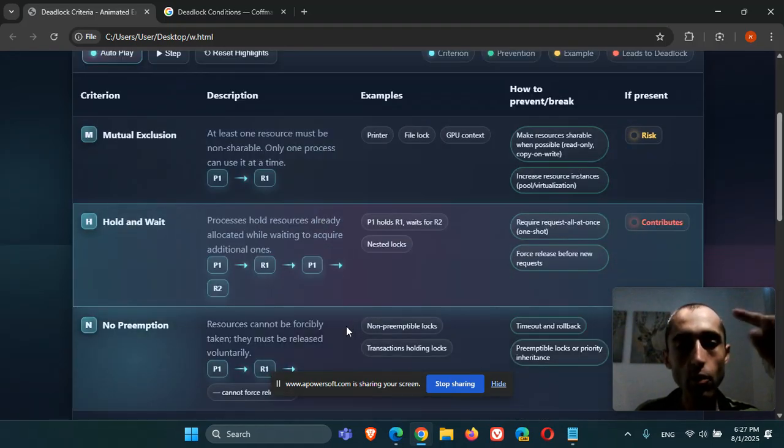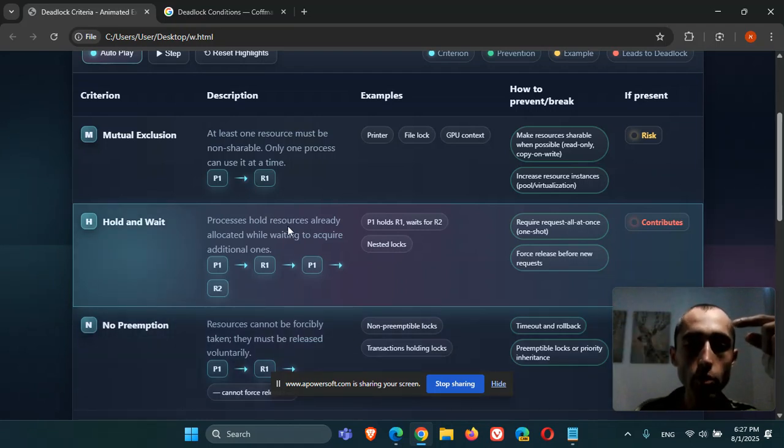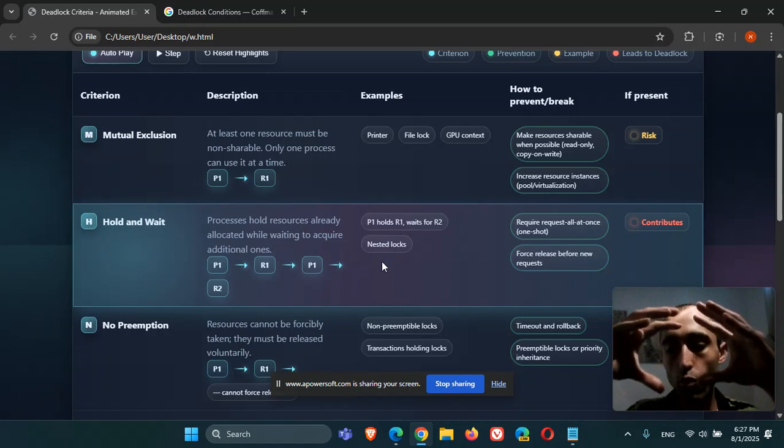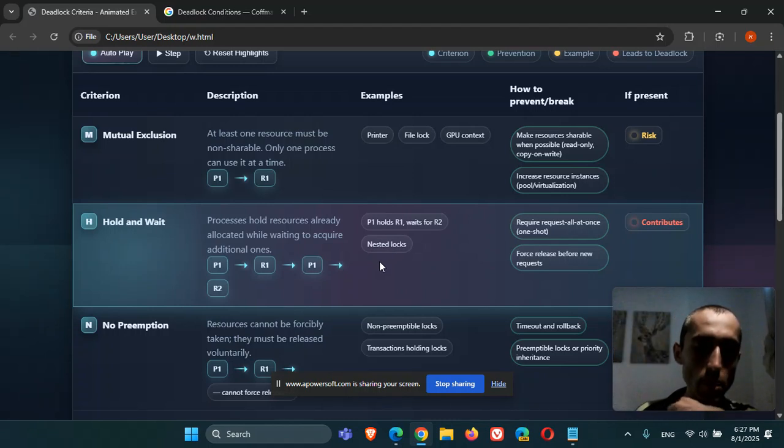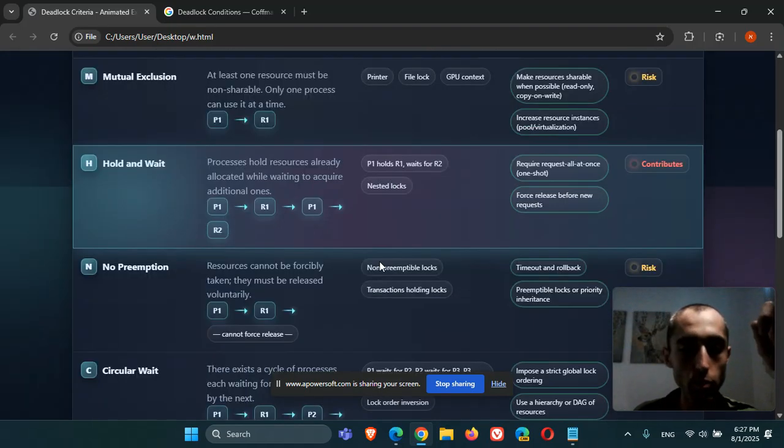Now the second criterion is hold and wait, namely that processes hold resources already allocated while waiting to acquire additional ones. The process can take a resource, keep it to itself, and still wait to acquire new resources. So it's not that a process can have just one resource. A process can take a resource and wait for another process.